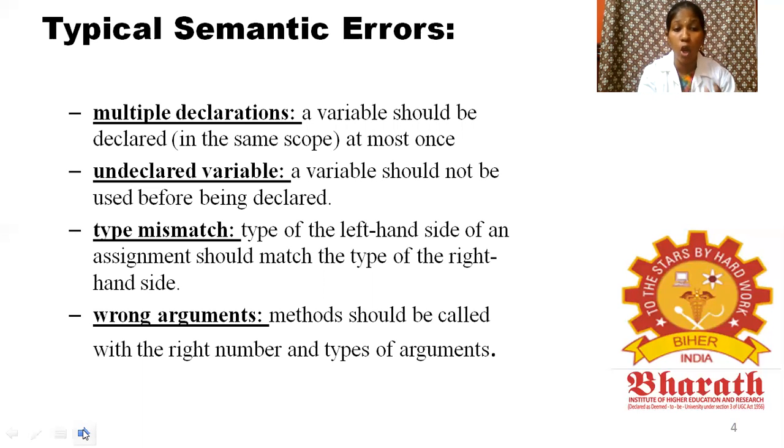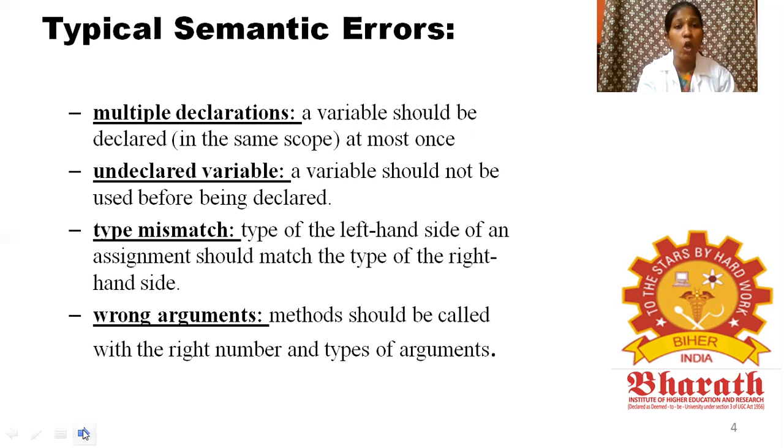The next one is wrong arguments. That is, methods should be called with the right number and right type of arguments. Whenever you call a method, pass an argument, or return a value, the return type should match in the same manner. So if the return value is 0, it needs to return 0 only. It should not return 1. That is one of the semantic errors.